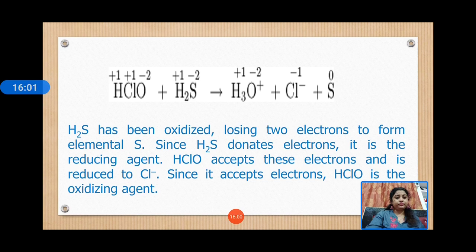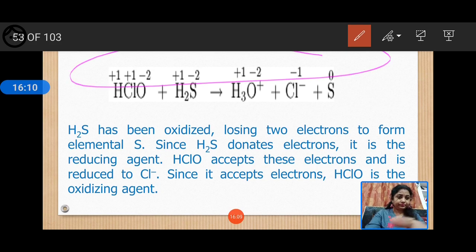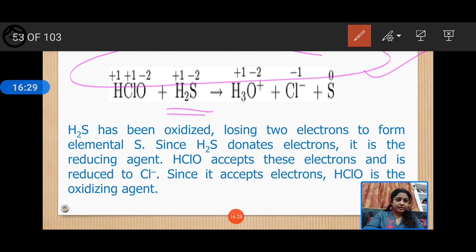Written in the same manner, we will find out the oxidation state of every element. Now from this, this is your reaction and this is your oxidation number. Now let's see. H2S has been oxidized, losing 2 electrons to form elemental sulfur. H2S, see here, sulfur -2 to 0.